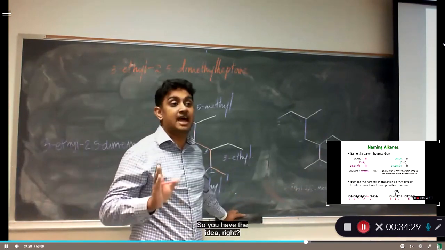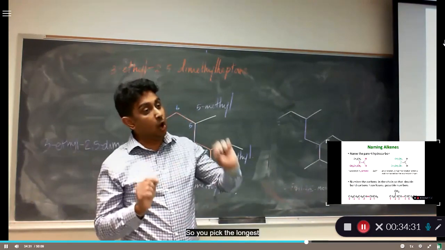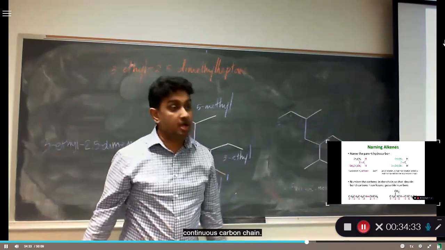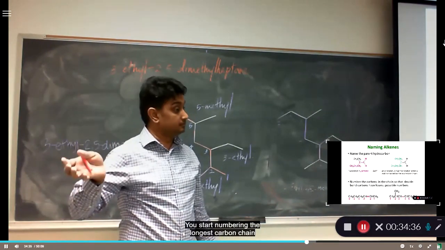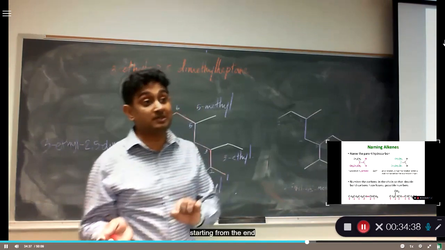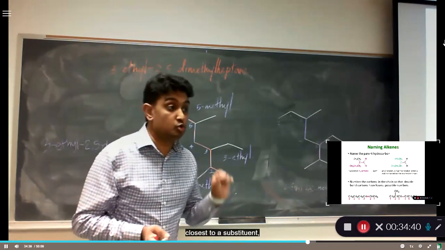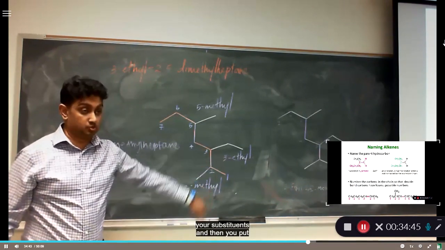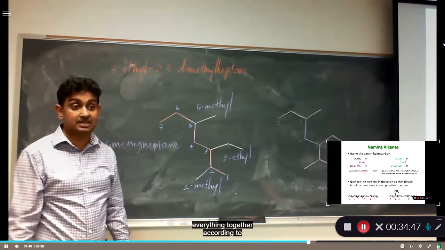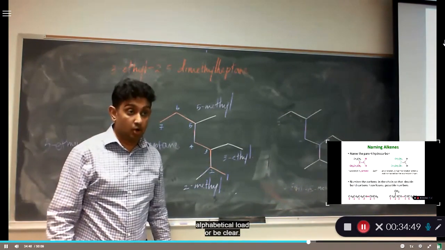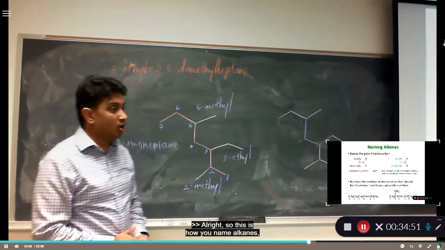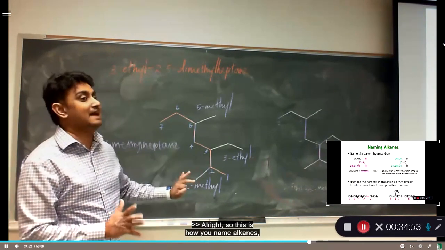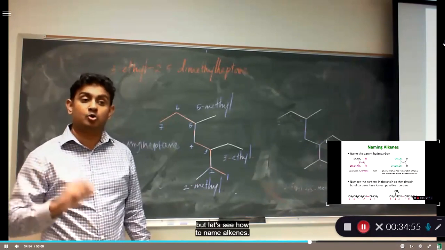So you have the idea, right? You pick the longest continuous carbon chain. You start numbering the longest carbon chain from the end closest to a substituent, and then you name your substituents, and then you put everything together according to alphabetical order. Are we clear? Alright, so this is how you name alkanes. But let's see how to name alkenes.